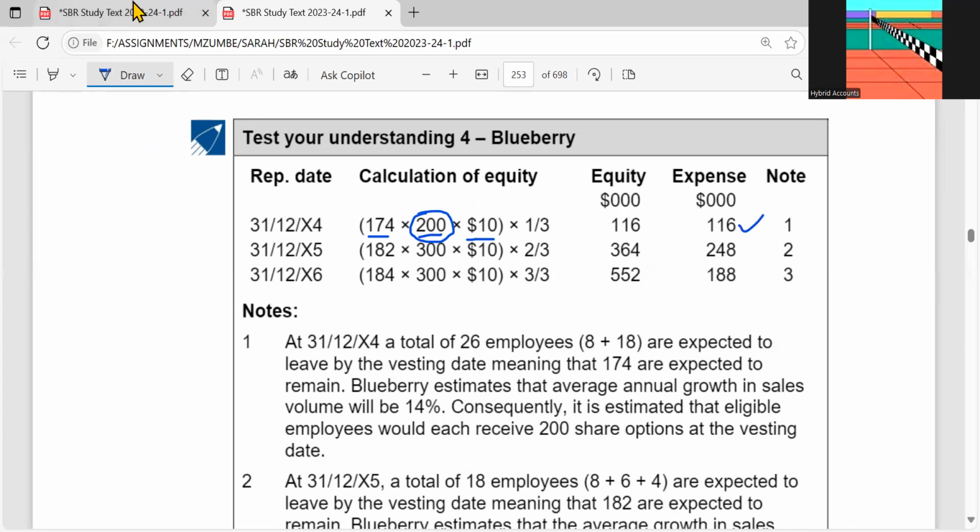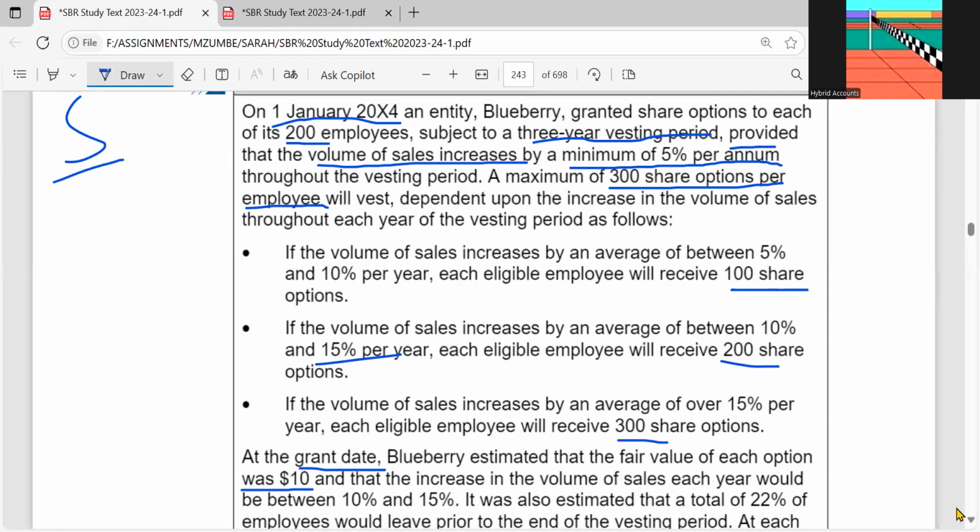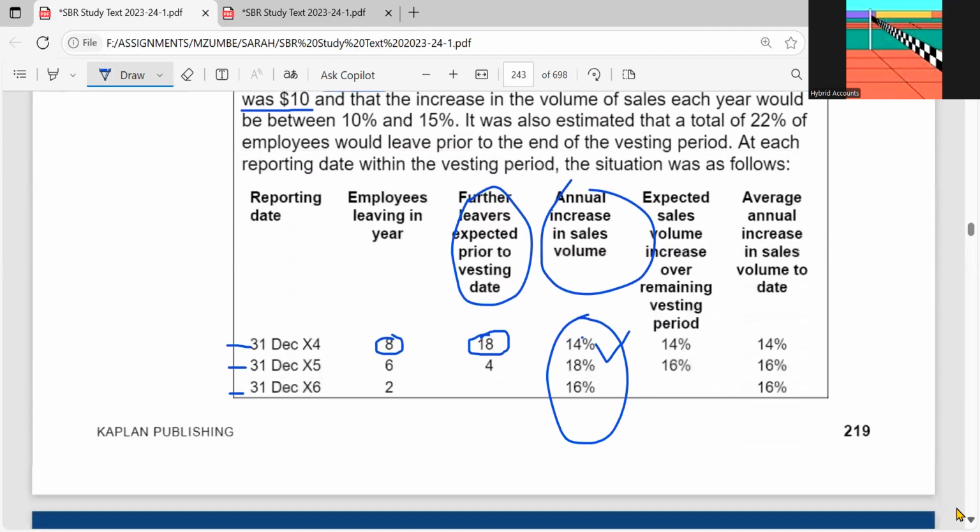You go to the second year and you do exactly the same thing, right? How many employees did we expect to remain? By the end of year 2, how many employees did we expect to leave in the whole period? You have to understand, right? By the end of year 2, we don't mean only year 2. Even when you are at the end of year 2, you count employees for the whole 3 years, right? So here you know that 8 left in year 1, 6 left in year 2, and we expect a further 4 to leave in year 3. So it's 8 plus 6 plus 4, which is 18.